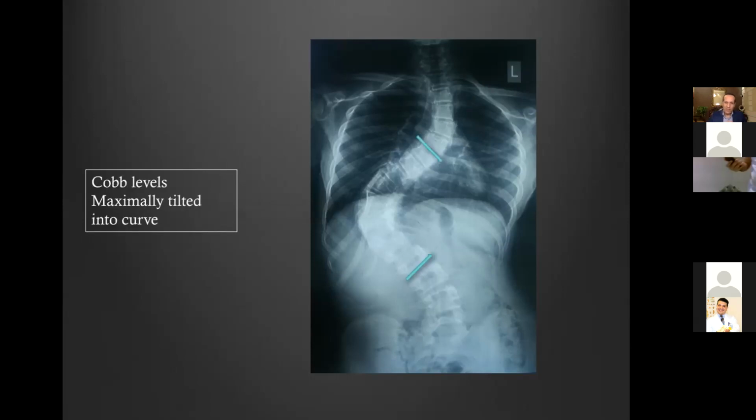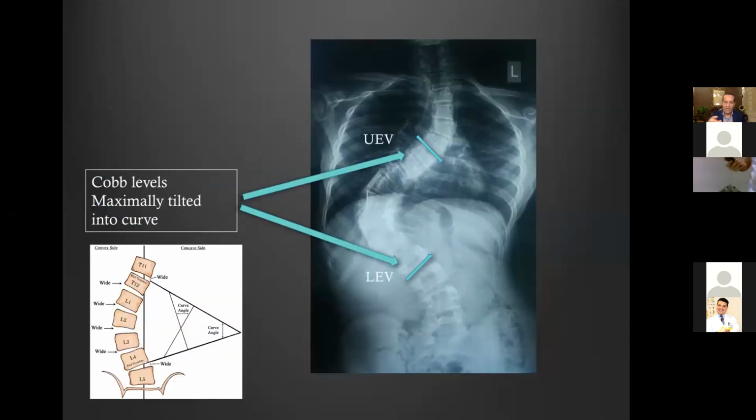The other point is to see the end vertebra. We have two vertebrae: the upper one, which is the most tilted vertebra toward the concavity of the curve, and the superior end plate and inferior end plate of the lower vertebra, which is mostly tilted to the concavity of the curve. And this is the end vertebra. From the end vertebra, we can measure the Cobb angle.